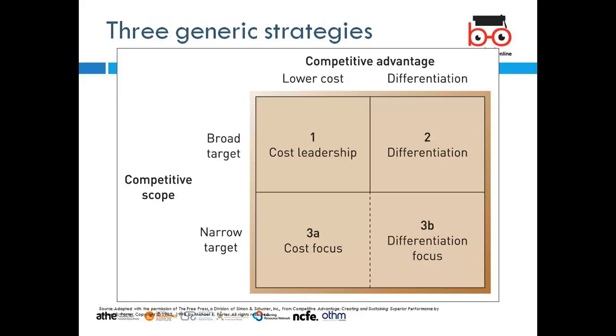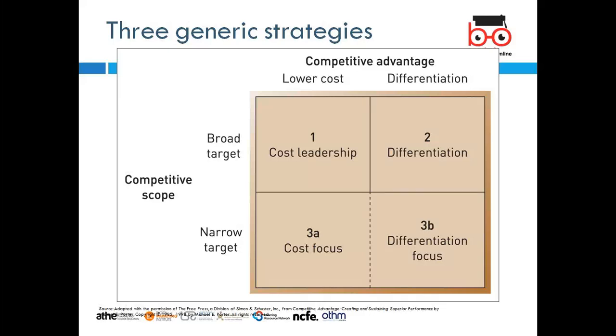Then cost focus. Cost focus is a narrow target. We're just focusing on the cost, not on being the leader. One area, maybe we are looking at packaging cost. Packaging cost, we are dropping it. Instead of the plastic bag, we're using something else, maybe we're looking at social marketing within it, but we need to focus on it.